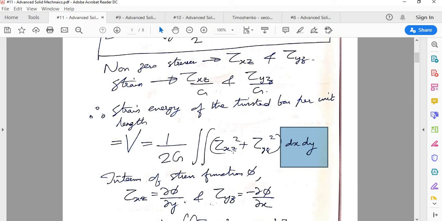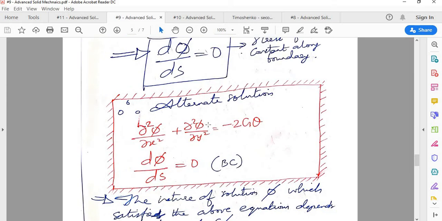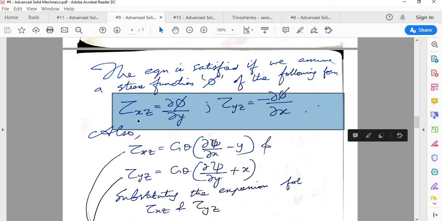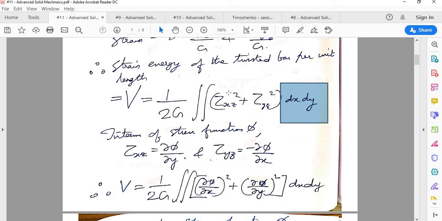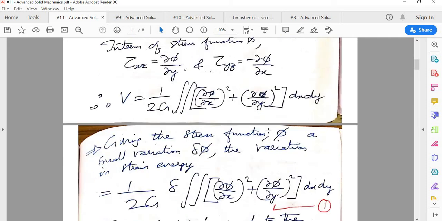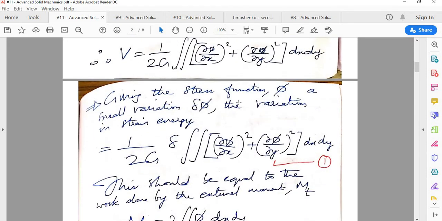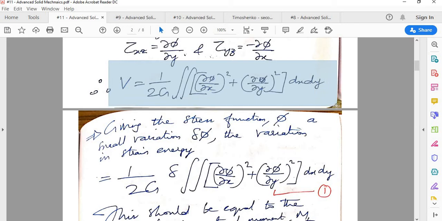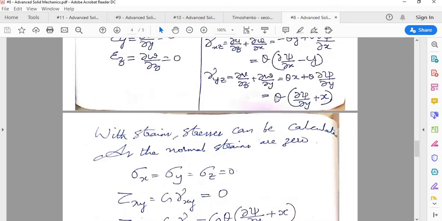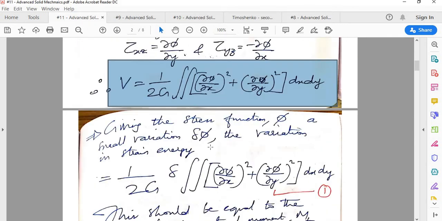Okay, so now tau xz and tau yz, we know their formulas in terms of the stress function. So I'll go back to that. Remember in our derivation, these were the expressions for tau xz and tau yz. So you can substitute that into this particular equation, and the equation simplifies to this form. Remember, this is the strain energy per unit length of the shaft or the bar or the cross section which you are trying to analyze.